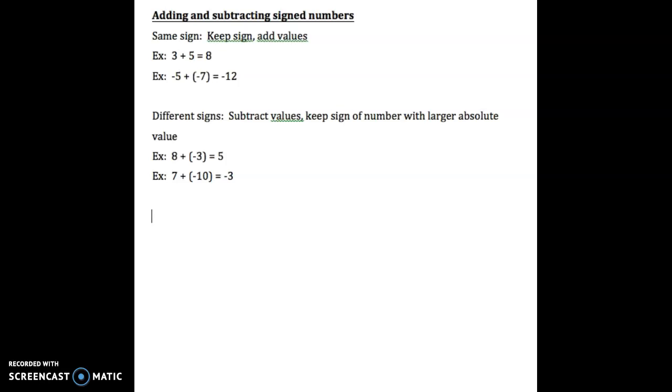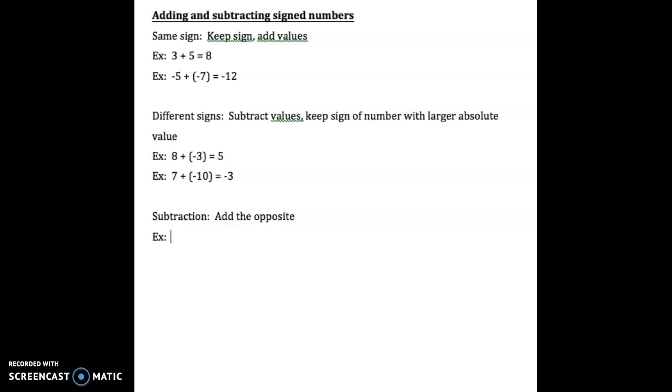Subtraction is adding the opposite. So subtraction is really just addition in disguise. It's addition with one more step at the beginning, and that step at the beginning is whatever subtraction problem I have, I'm going to rewrite it as addition, and then I can do one of those two things that we just put up there.